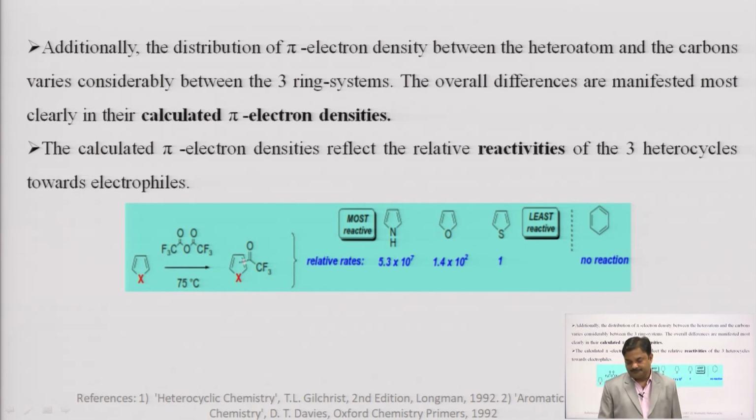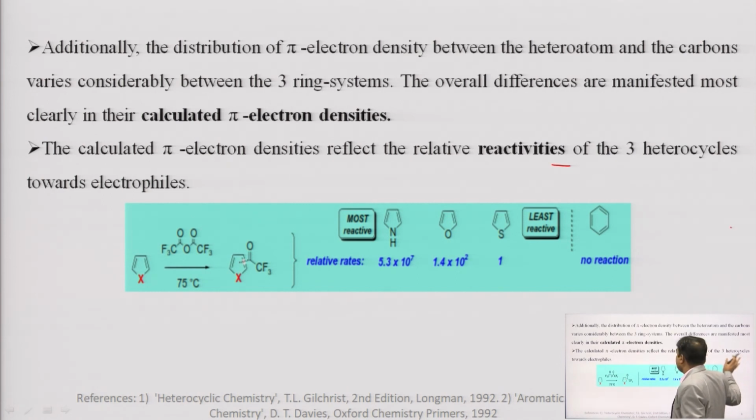Okay, now here you can see. Additionally, the distribution of pi electron density between the heteroatom and the carbons varies considerably between the three ring systems. The overall differences are manifested most clearly in the calculated pi electron density. The calculated pi electron density reflects the relative reactivities of the three heterocyclics toward the electrophile. So, here you can see, this is a general structure of the five-membered heterocyclic compounds containing one heteroatom. Here, this particular heterocyclic compound undergoes the electrophilic substitution reaction, and you can see the relative rate of the reaction.